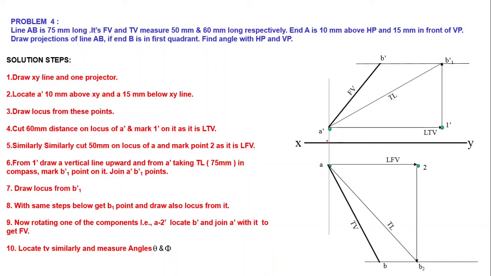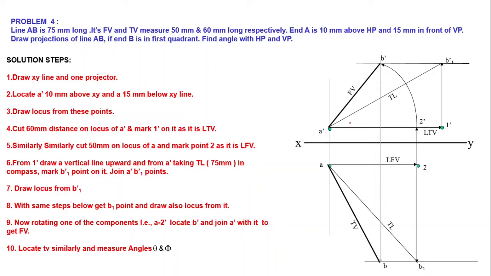For counter checking this answer, we can draw an end projector passing through B dash, perpendicular to the XY line. If that line passes through point B, then the answer is completely correct. We can counter check that process also. Here we project point 2 up to this locus. Then we rotate A dash 2 dash parallel to the XY line, and check whether that arc passes through point B dash or not. If it is passing through B dash, then that process is correct.